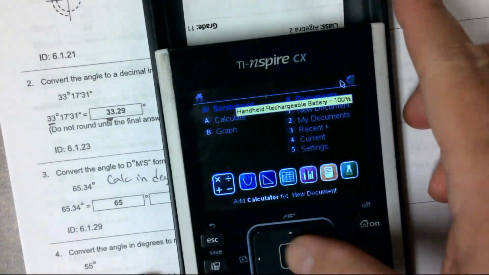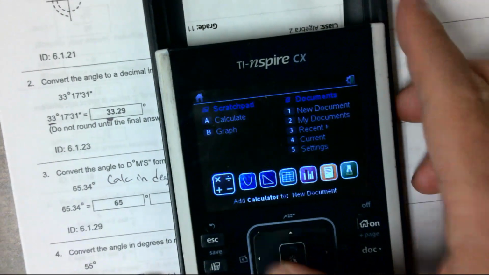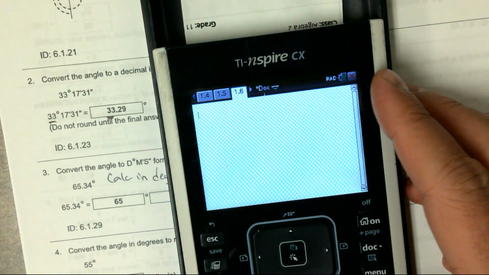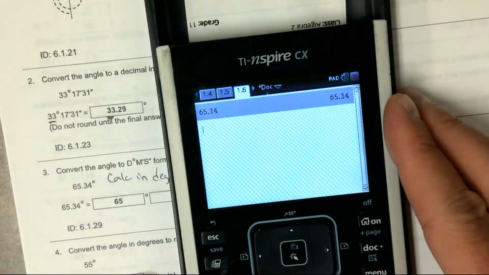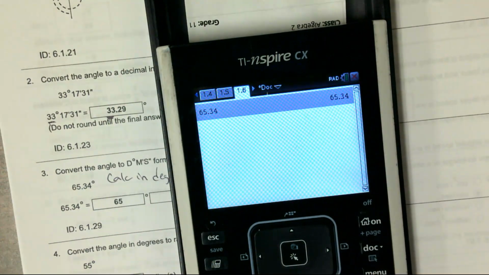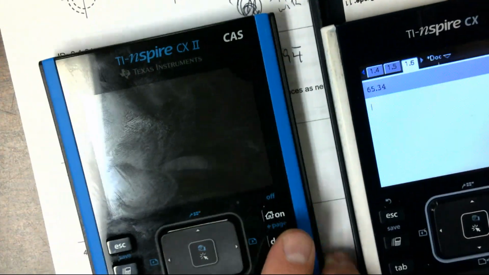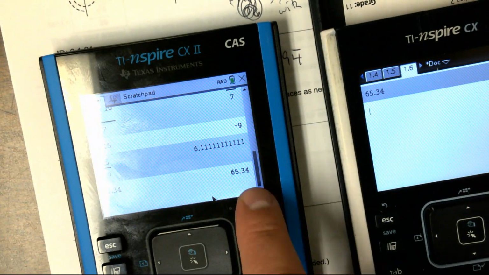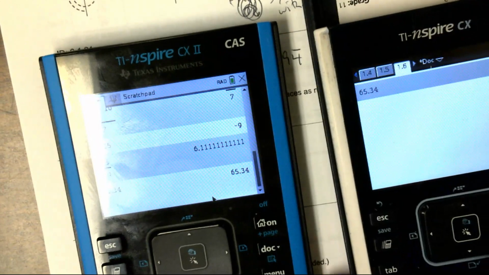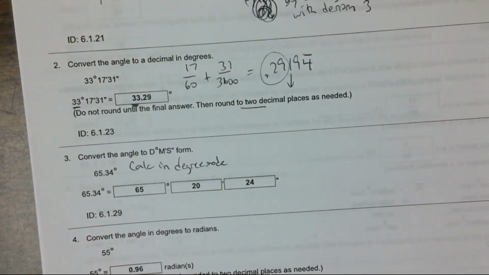It's going to show one more way. 65.34 enter. Okay, that didn't work. I guess with the older calculators, it doesn't do it. I seem to remember something. If I go 65.34, okay, it's not converting. You have to do your DMS. Oh, maybe it's because I was in radian mode.